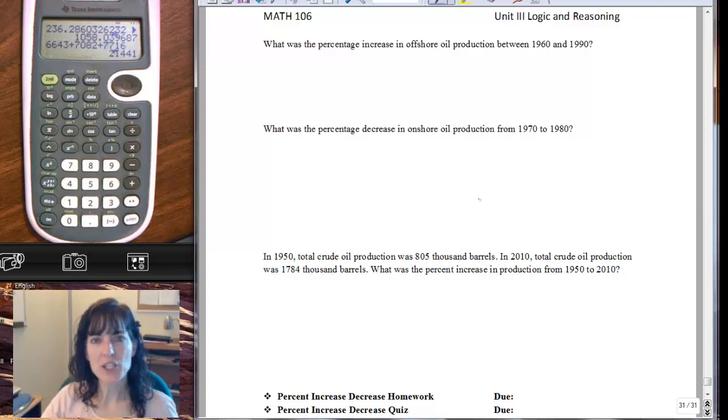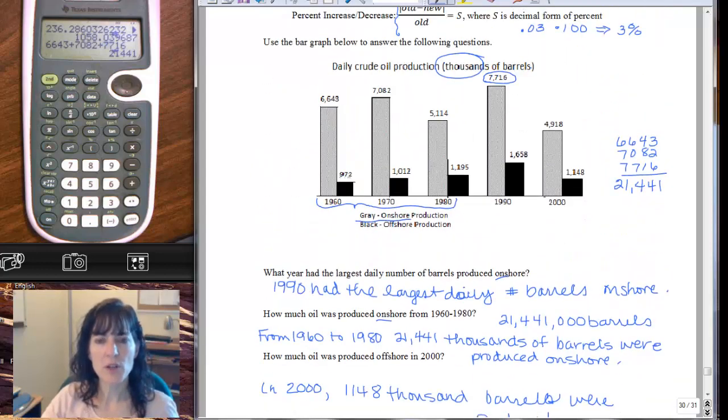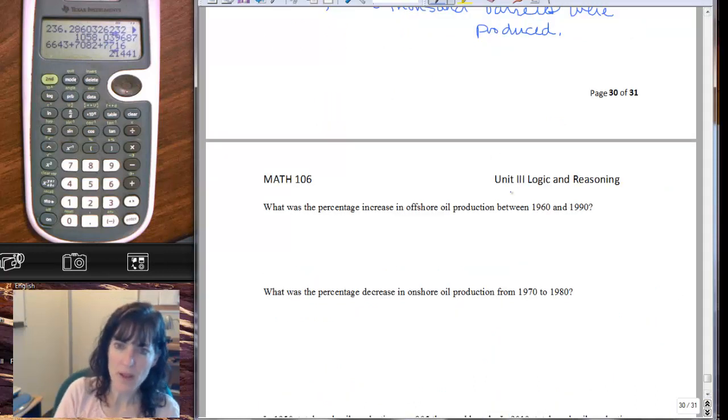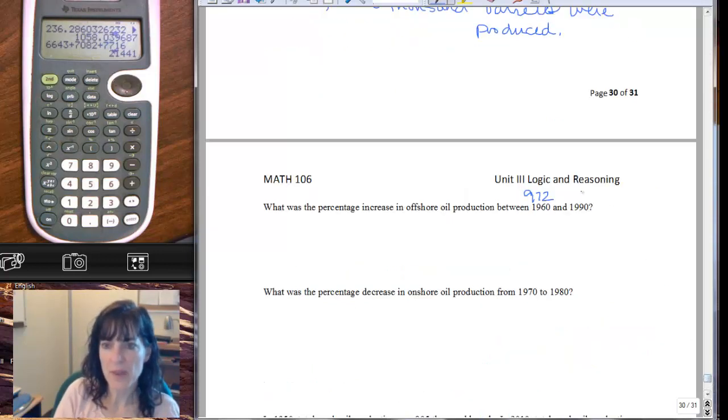What was the percentage increase in offshore oil production between 1960 and 1990? So let's look at the 1960 figures and the 1990 figures, and we wanted offshore. So 1960 we had 972. Let's write that down. 972,000 barrels. And 1990 we had 1658. Okay, and we want the percentage increase.